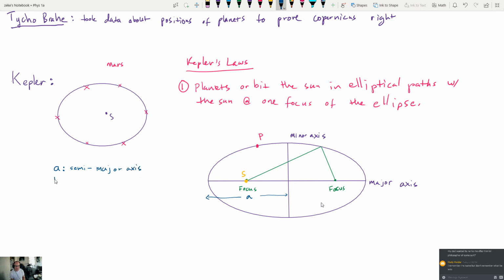And then we'll use the symbol B. So B will be this distance from here to here. And B will be the semi-minor axis. Okay. And then this is the center. Okay. All right. Does anyone have any questions?